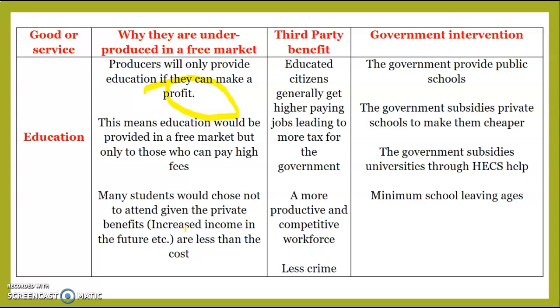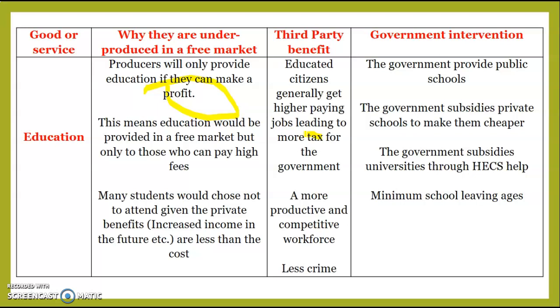So a lot of these transactions also have third-party benefits, but benefits that go above just the person consuming the product. So, for example, educated citizens generally pay more tax because they get higher paying jobs in the future. It can lead to a more productive and competitive workforce to have more people educated, and often more educated people are less likely to be involved in crime. So there's third-party benefits associated with getting an education. So what the government does is they intervene so that people will take into account these third-party benefits by giving some of the benefits to producers and consumers.